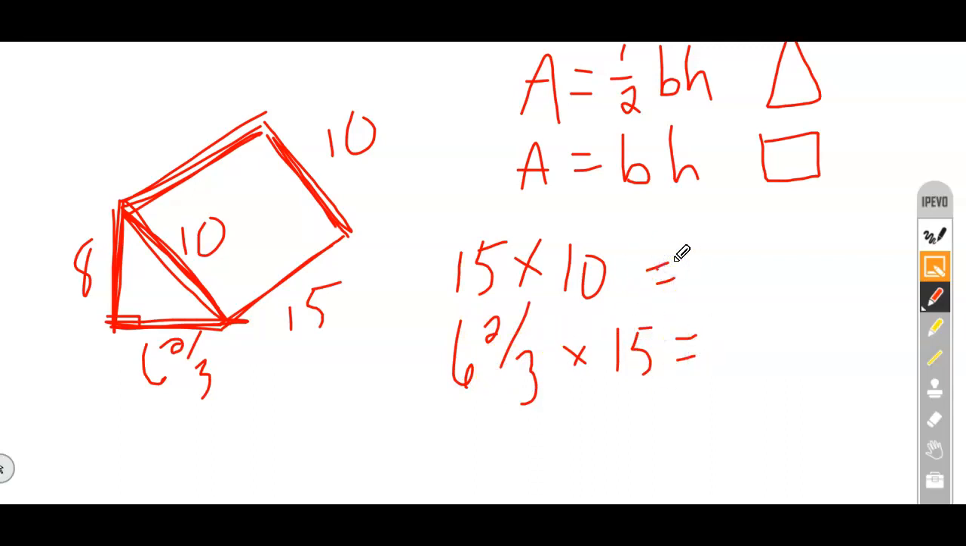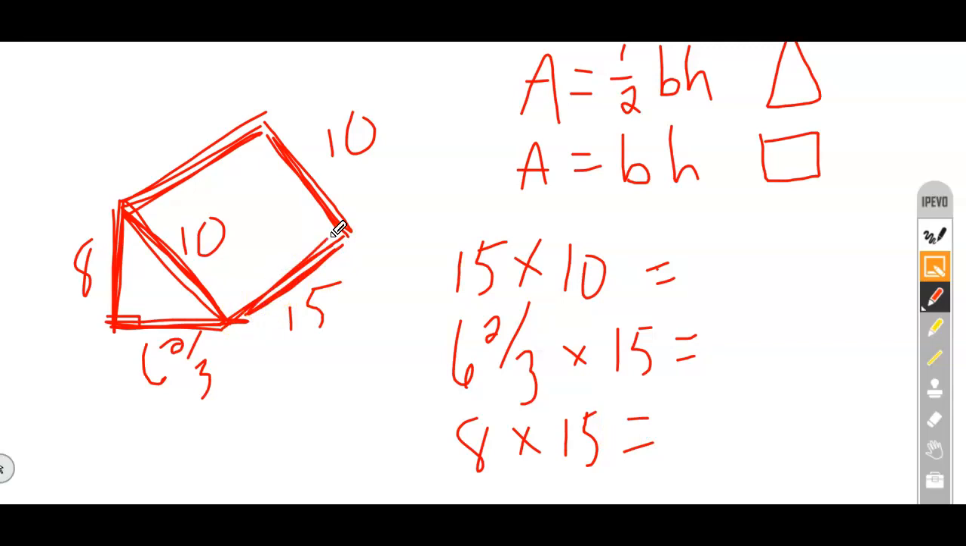Why are some of you not writing this down?